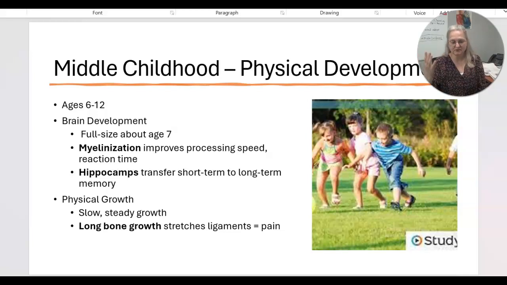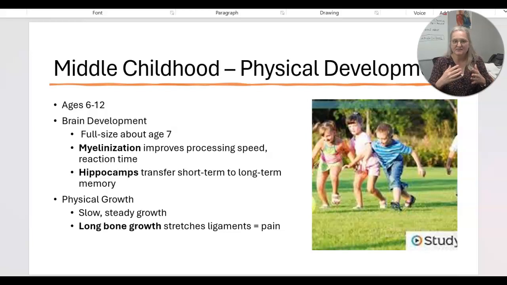So when we talk about physical development, we're talking about how the brain is changing and the brain structure. The brain has reached about its full weight by about age 7. So this is a period where the brain is the full size. The process continues of myelinization, and you'll probably remember that myelinization is where the neurons are covered in fat, and the outcome of myelinization is the signals transfer faster. So myelinization improves processing speed and reaction time, so kids are thinking faster.